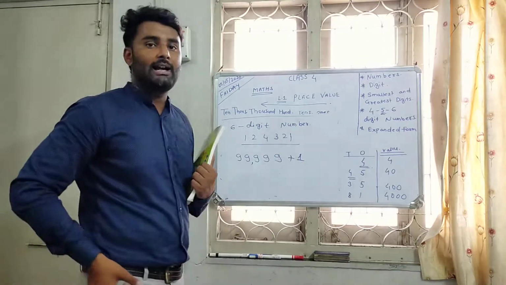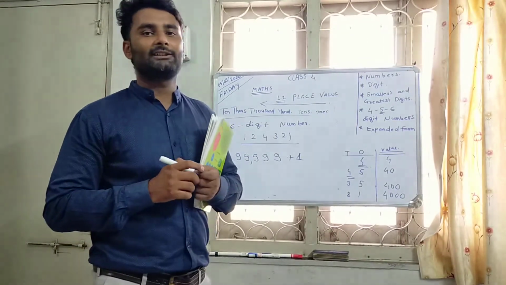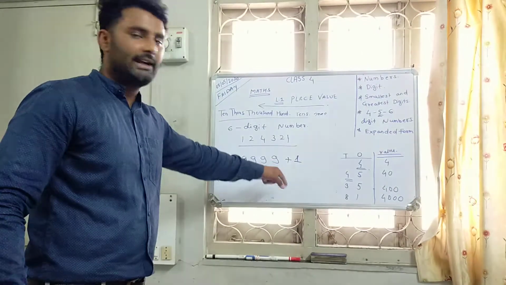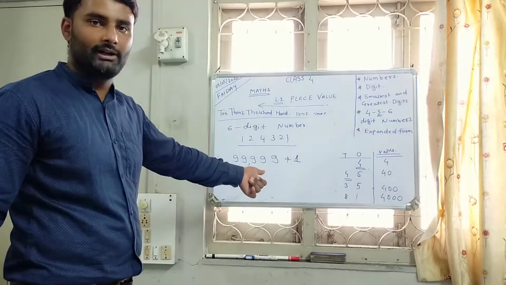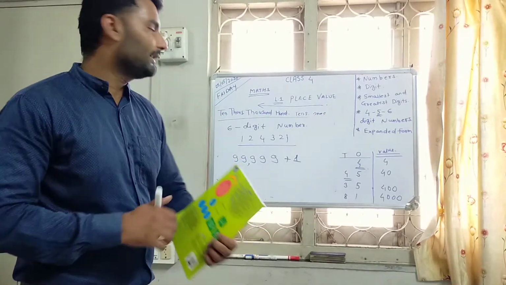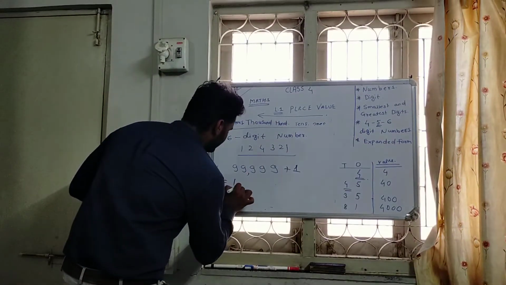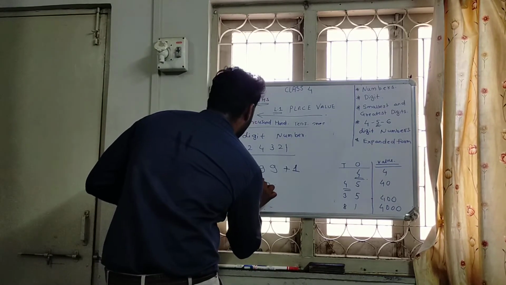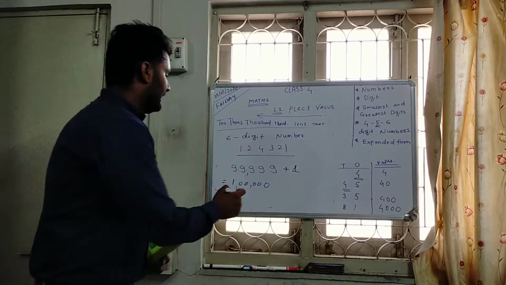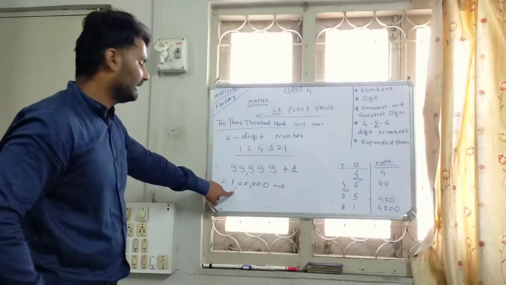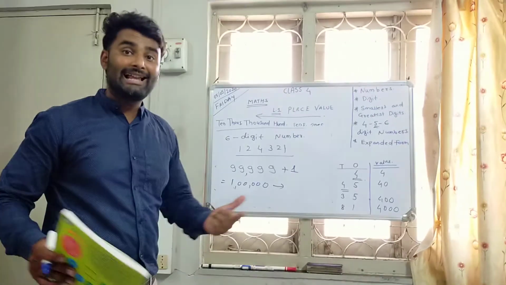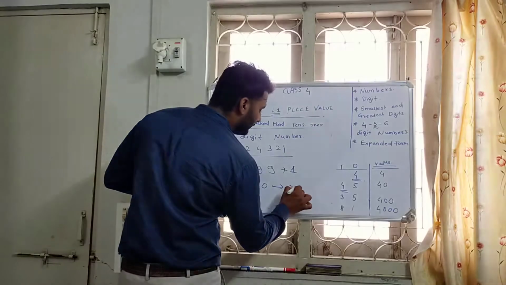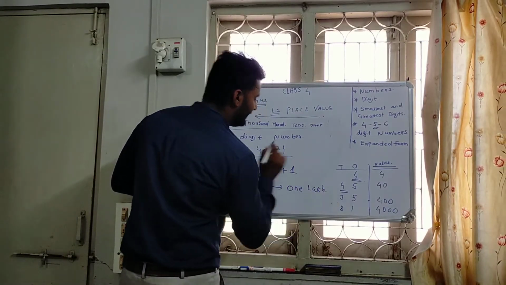If in the exam I ask you for the smallest 6-digit number, you just write the greatest 5-digit number and add 1. You can easily get the smallest 6-digit number. So what is the answer? 1 0 0 0 0 0. And how can I read it? This is 1 lakh, and we can write here 1 lakh.